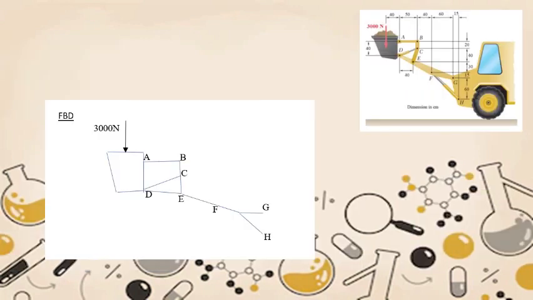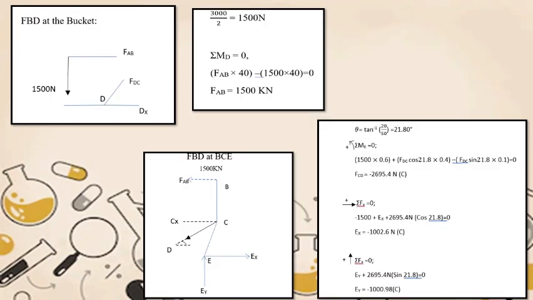For question 3, I will present. First, we must draw again a free body diagram for the question. As you can see here, this is my free body diagram, my FBD. Here, our FBD at the bucket.